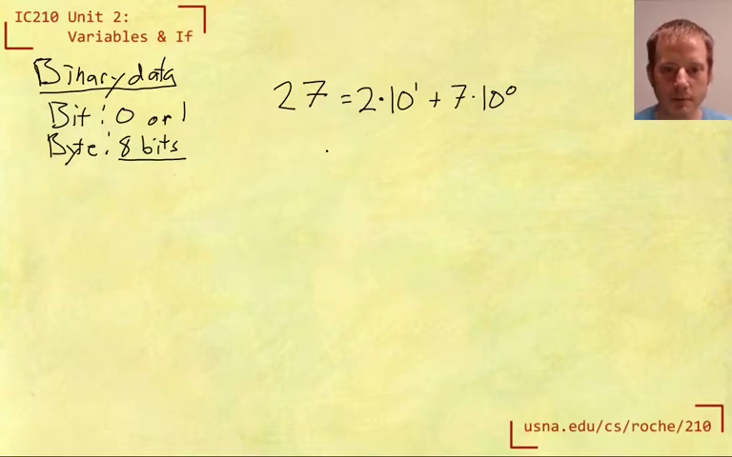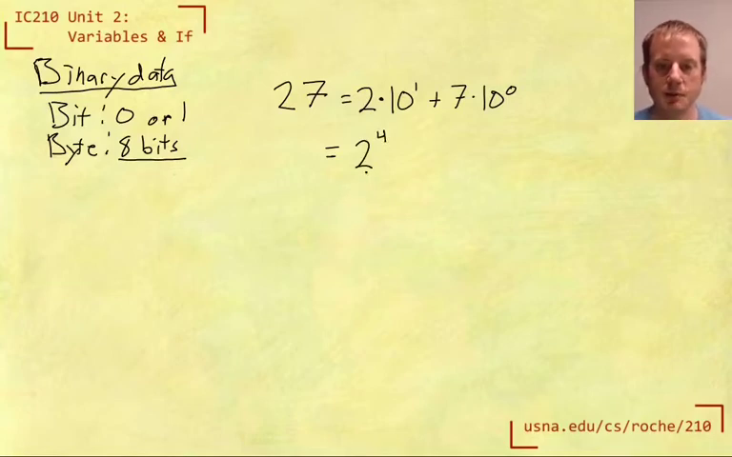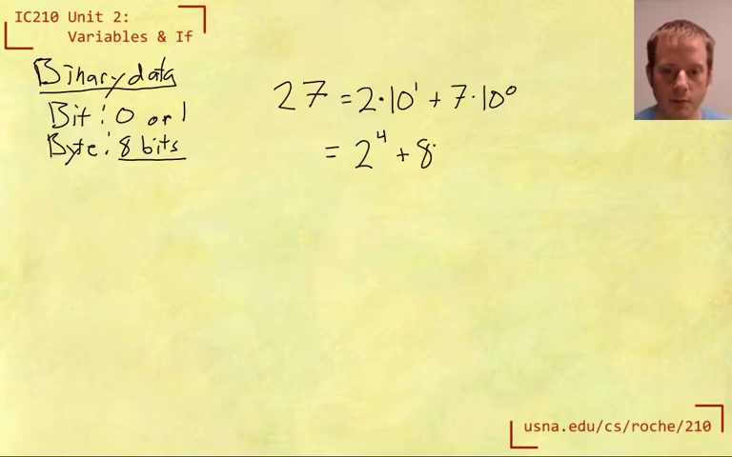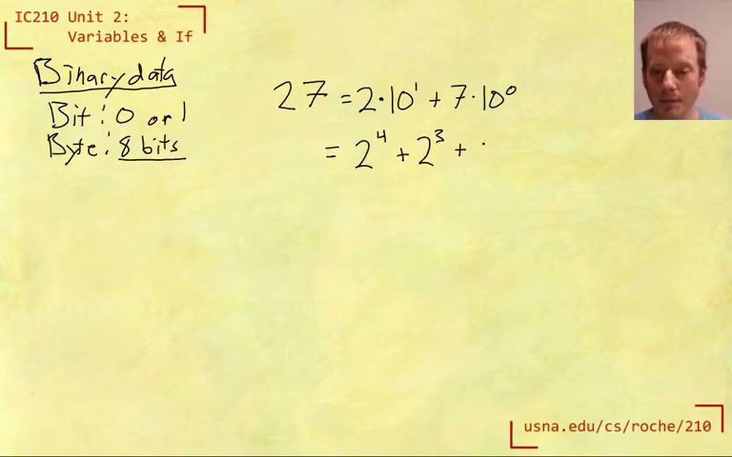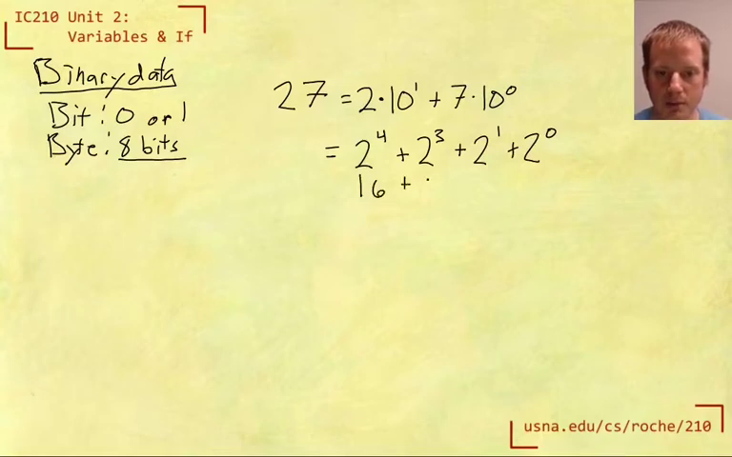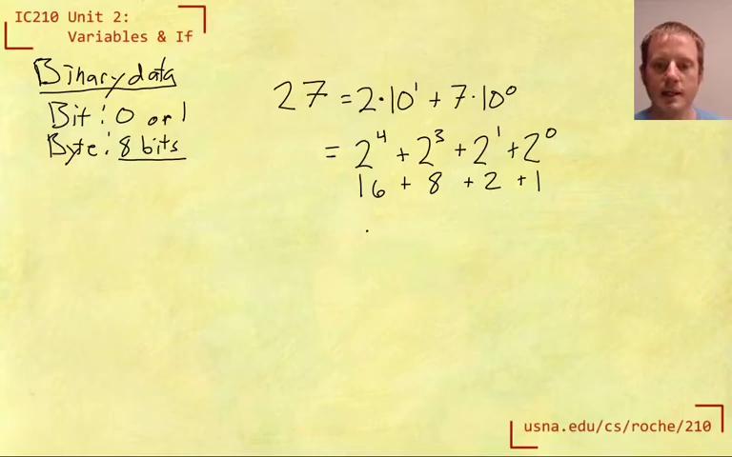But if we want to write this as a binary number, then we have to think about what powers of 2 come out of it. 16 is the largest power of 2 here. That's 2 to the 4. If we subtract 16 from 27, we have 11 left. That leaves room to take out an 8, which is 2 cubed. If we take the 8 out of 11, we have 3 left. So there's no 2 squared, but there is a 2 to the 1 and a 2 to the 0. So this is 16 plus 8 plus 2 plus 1, and you can check that that equals 27.